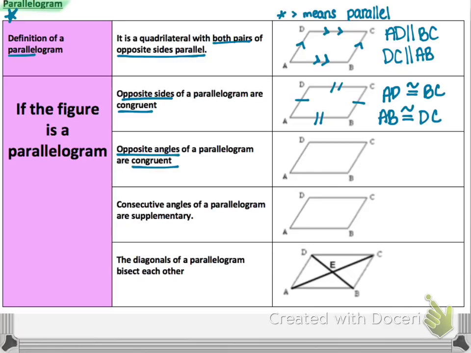Opposite angles are going to be congruent. So opposite angles would be like angle D and angle B. Opposite means they're across from each other. So angle D would be congruent to angle B. And it even kind of looks like that. They're both obtuse, so that's a good sign. And that also means that angle A is going to be congruent to angle C, since they are opposite. So angle D is congruent to angle B, and angle A is congruent to angle C.